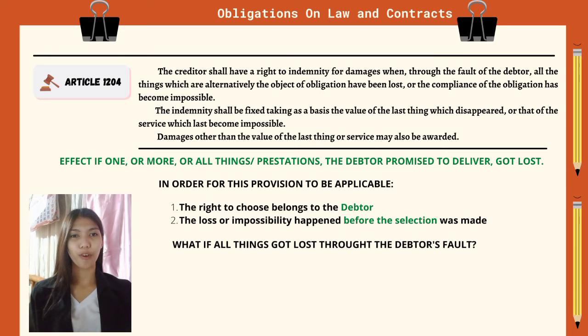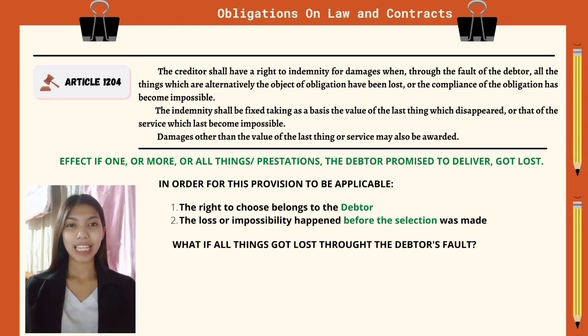Article 1204 provides that the creditor shall have a right to indemnity for damages when, through the fault of the debtor, all the things which are alternatively the object of obligation have been lost, or the compliance of the obligation has become impossible. The indemnity shall be fixed, taking as a basis the value of the last thing which disappeared or that of the service which last became impossible. Damages other than the value of the last thing or service may also be awarded.